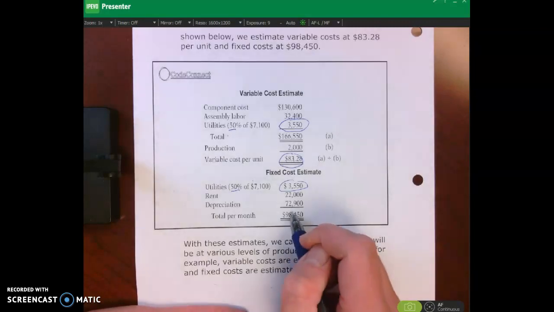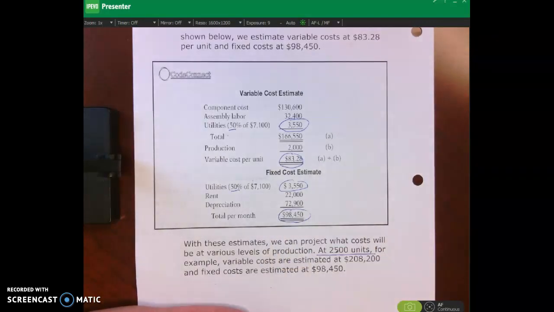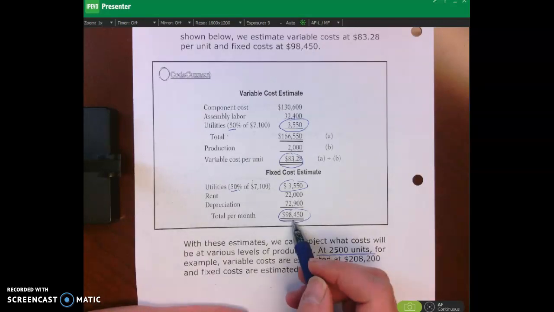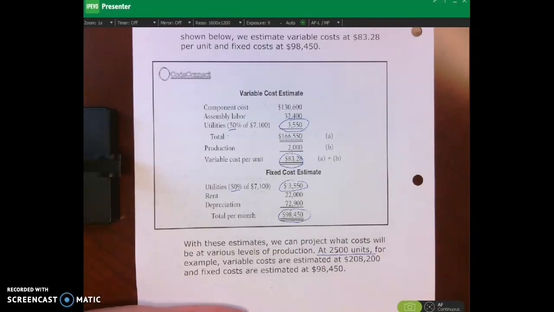Okay, now this is our total fixed costs at 2,000 units. What I want you to think about for a second is what would be total fixed costs at 2,500 units? It would be the same, because what do we know about total fixed costs? They stay the same. And we are assuming here that we are within the relevant range. We haven't been told otherwise, so we can assume that we are within the relevant range. So our total fixed costs also stay constant at $98,450, okay?